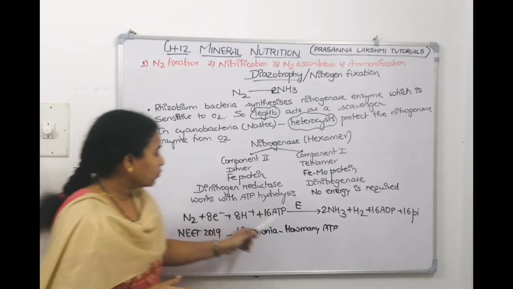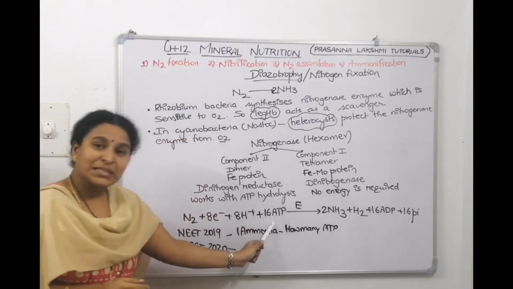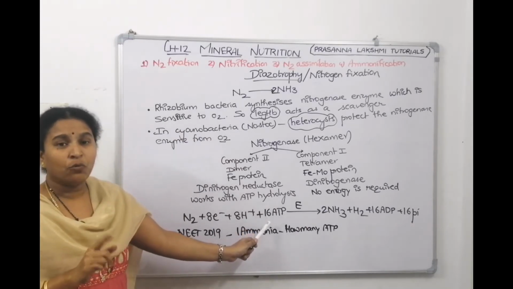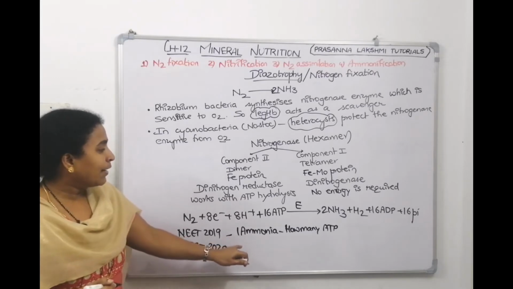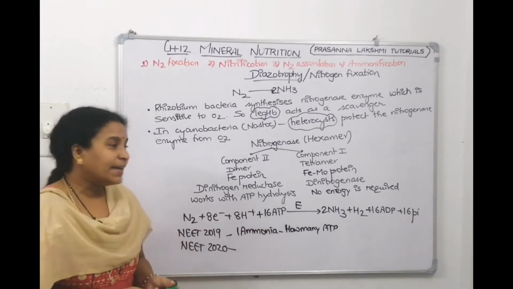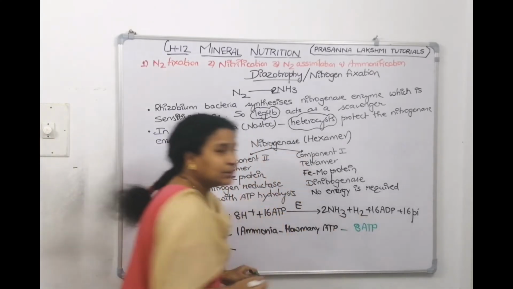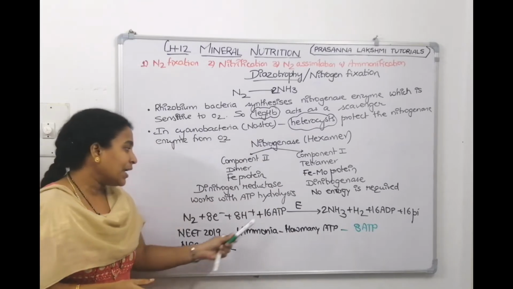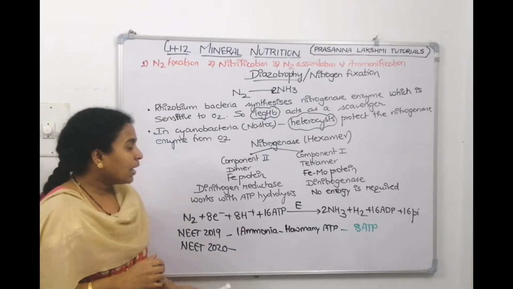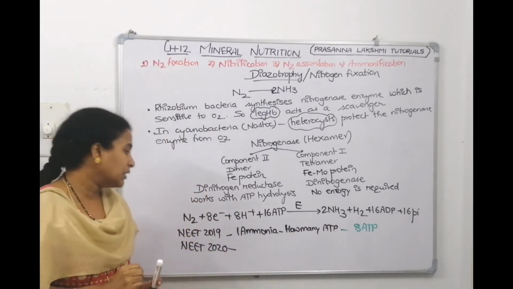The equation you wrote is for 2 ammonia molecules. For 2 ammonia molecules, 16 ATP. In the question they asked for 1 ammonia. That means 16 by 2, 8 ATP. For 1 ammonia, we got the answer: 8 ATP. If you don't understand the concept and see 16 ATP, you might mark 16 ATP. It is absolutely wrong, because they are not asking for 2 ammonia molecules. They asked for 1 ammonia molecule, isn't it?